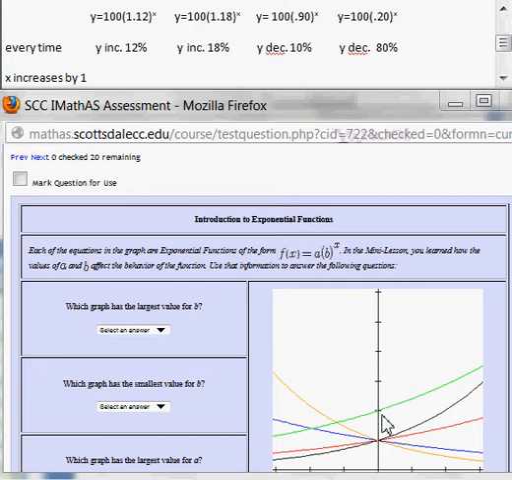In this problem, we're given several graphs of different colors. We're told that all of them are the form y equals ab to the x, so they're all exponential. The first question is which graph has the largest value of b?